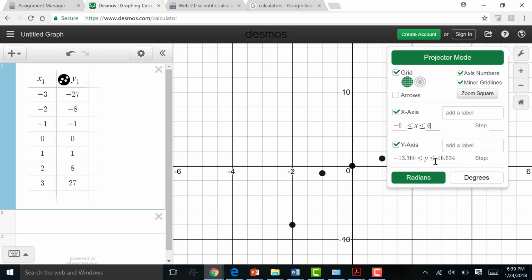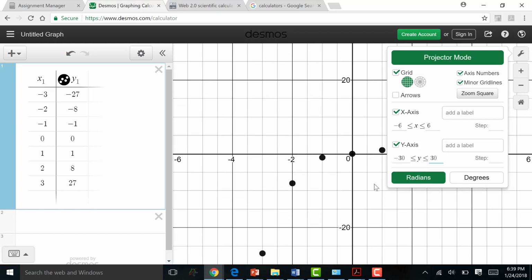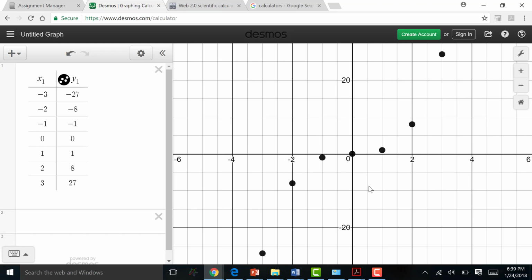27. So I got to at least make it from -27 to +27. What should I actually put in? 30. I will put in -30 to 30. So change these numbers right here. -30 to +30. If you click out of that window, it'll now show you all the points. Do you see all 7?